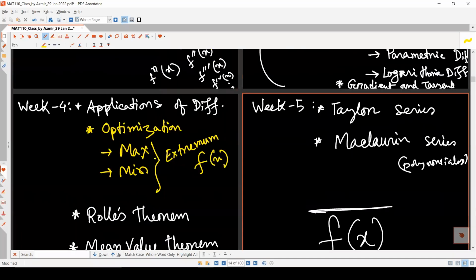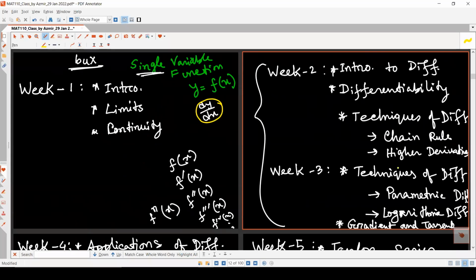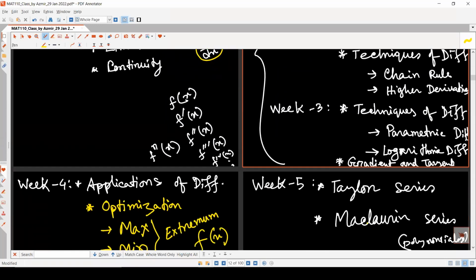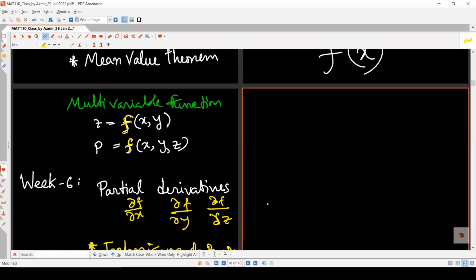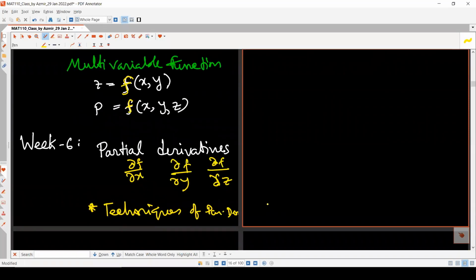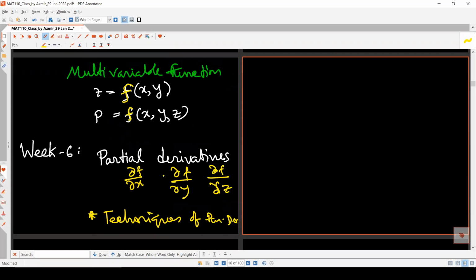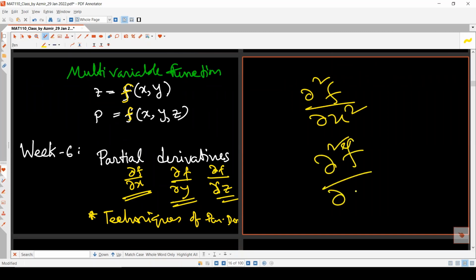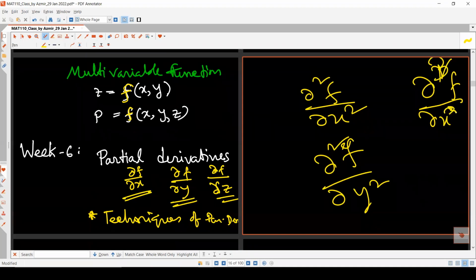Okay, in ordinary derivative, I have mentioned that we have some techniques: chain rule, parametric differentiation, logarithmic differentiation. So besides this one, in week 6, we have to know some techniques of partial derivatives. Here you will also find chain rule for partial derivative. You will also find higher derivatives for multivariable function. Let's say this is the first derivative. Similarly, we have the second derivative of f, second derivative of f in terms of y, third derivative of f in terms of x, third derivative of f in terms of y. That means this type of contents will be discussed in week 6.